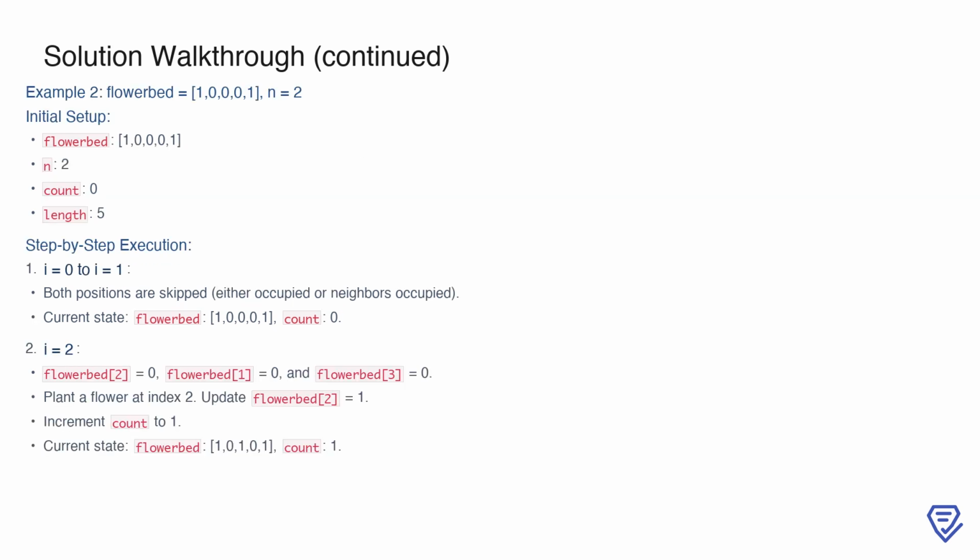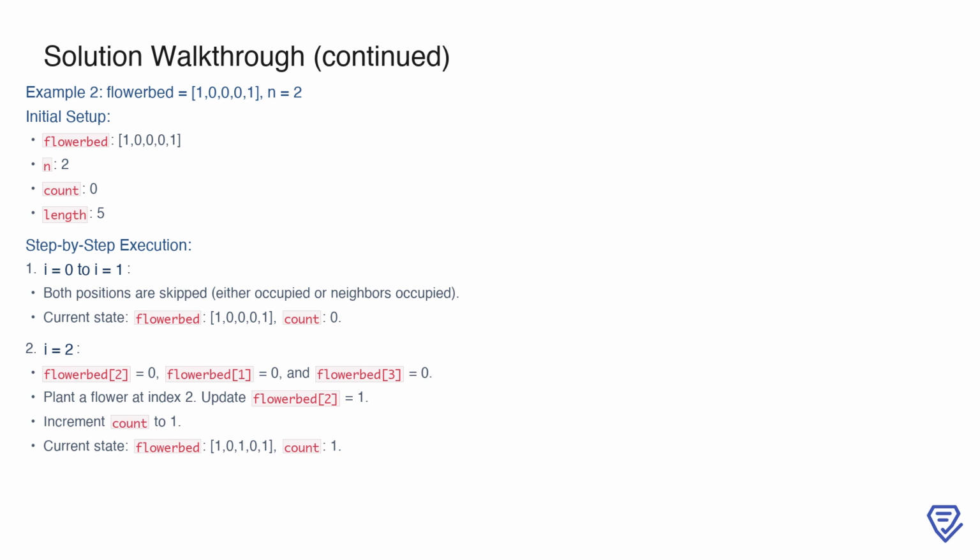In our second example, the flowerbed remains the same as 10001, but this time we need to determine if it's possible to plant 2 flowers, as n is now 2. The count is initialized at 0, and the length of the flowerbed is 5. Looking at the first 2 indices, both are skipped because index 0 is already occupied, and index 1 has a neighbor at index 0 that is occupied. The flowerbed and count remain unchanged at this stage.